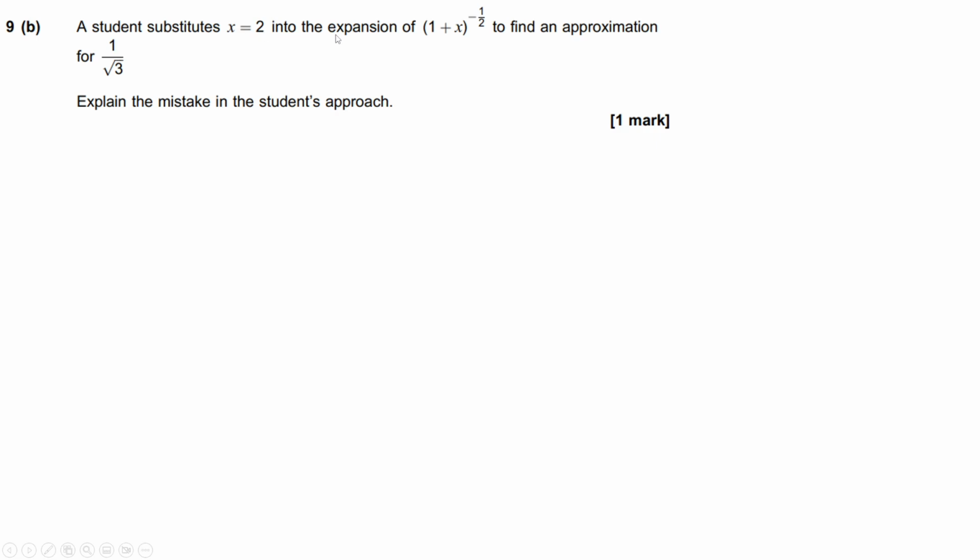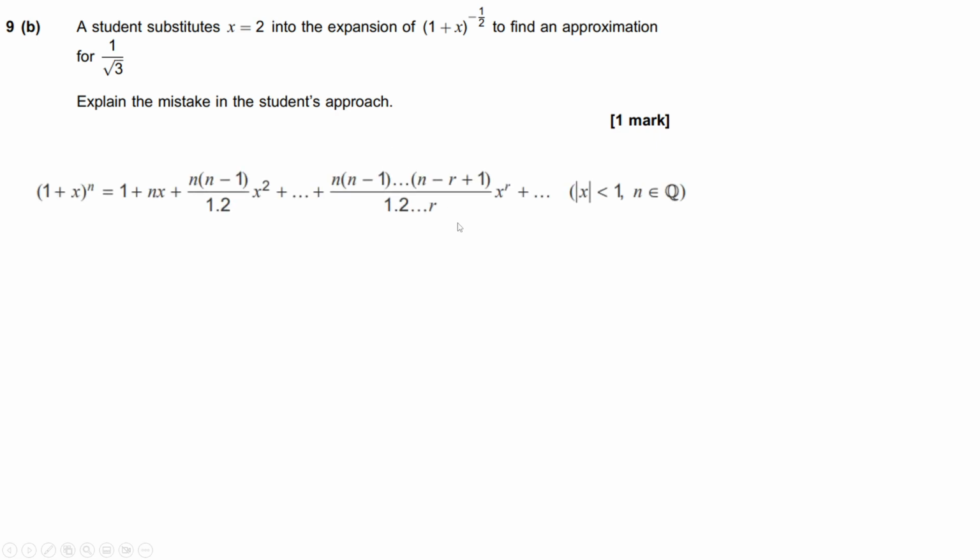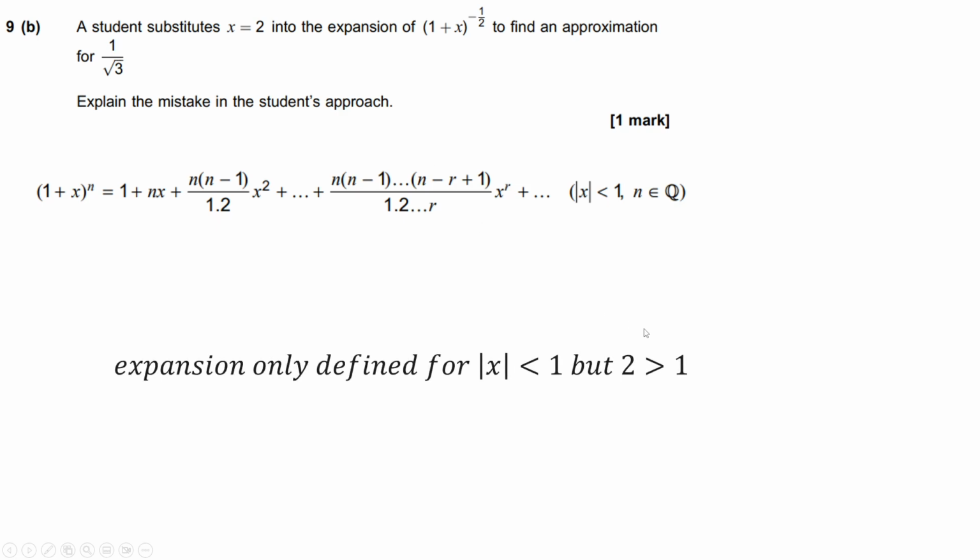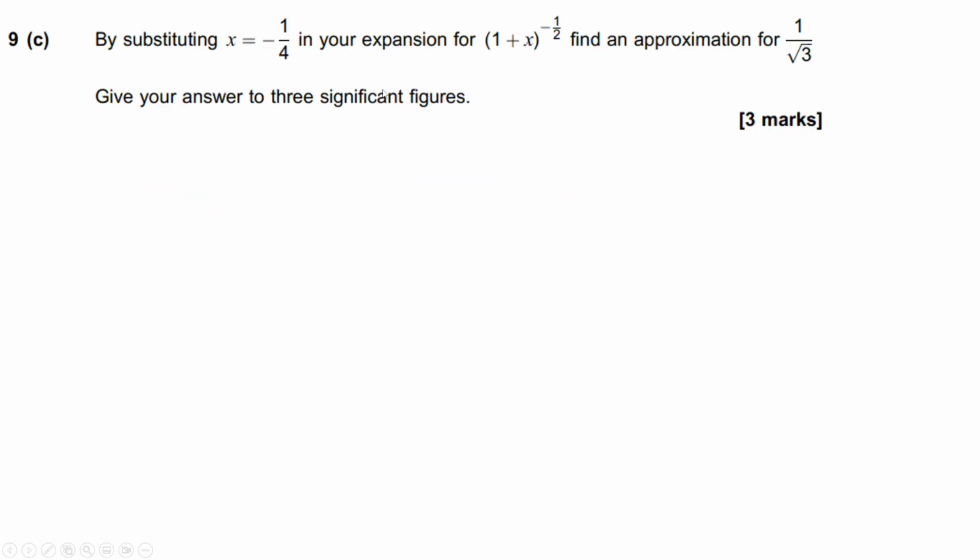So the student substitutes x equals 2 to find an approximation for 1 over root 3. What's the mistake? Well, let's just look back at this. In the formula booklet, it tells you that the absolute value of x needs to be less than 1. But if they're plugging in x equals 2, that's not less than 1. It's greater than 1. Because this is only valid for the absolute value of x less than 1, you can't actually substitute x equals 2 into it, because I don't think it converges. I think that's the correct terminology.